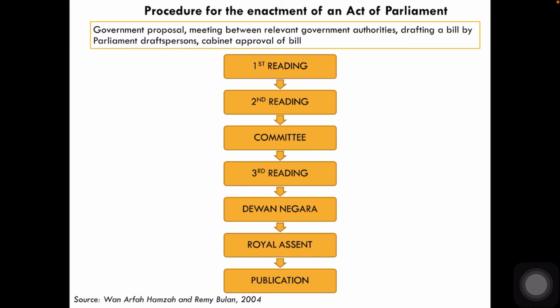So, government proposal, meeting between the relevant government's authorities, drafting a bill by parliament, draft persons, cabinet approval of bill. So these are the flow of the procedure for the enactment of an act of parliament. So dia akan mulakan dengan bacaan pertama, first reading. Selepas itu akan berlakunya bacaan kedua, second reading. And then kita akan stop dekat pembincangan komiti, proceed dengan third reading, then bawa kepada Dewan Negara, then naik ke Royal Assent, and last sekali publish ataupun kita kata publication lah.